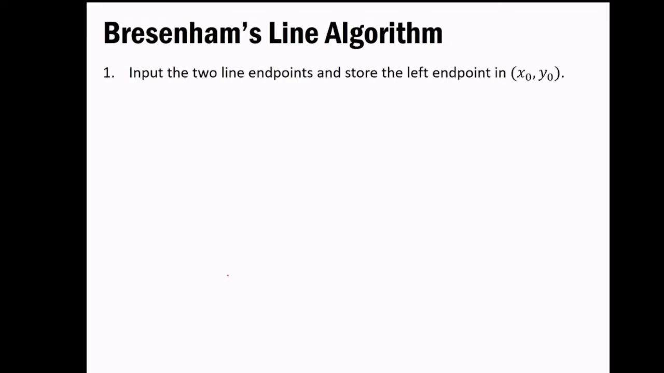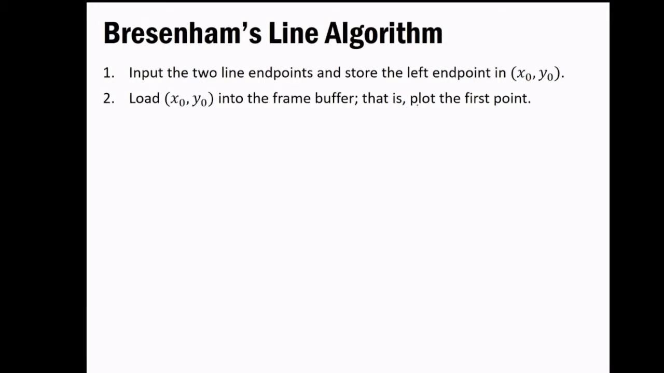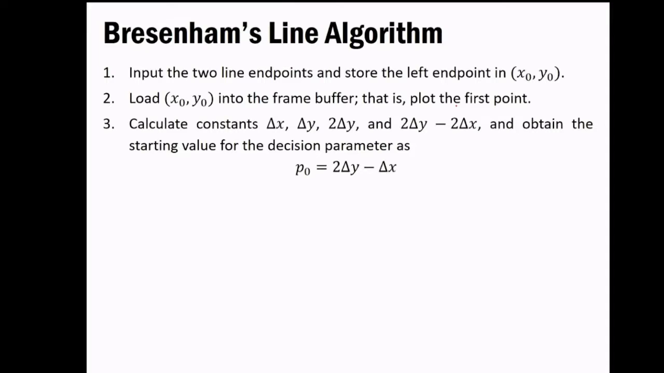Now we'll start with our Bresenham algorithm. What it says is: input the two line endpoints and store the left endpoint in x0, y0. If we have one endpoint, you get the left endpoint; likewise, 2, 2 will be our left endpoint. Now load this endpoint, that is 2, 2, into the frame buffer, that is, plot the very first point. Based on the endpoints, you have to calculate the constants: delta x, delta y, 2 delta y, and 2 delta y minus 2 delta x.